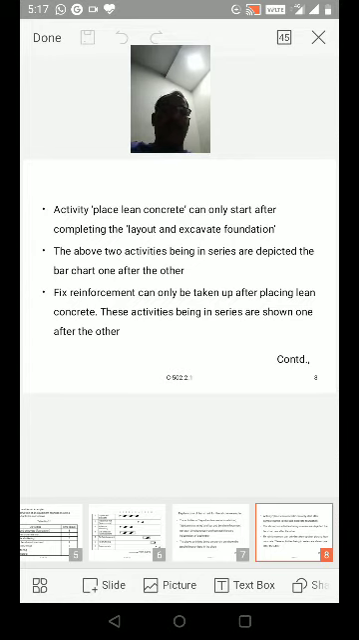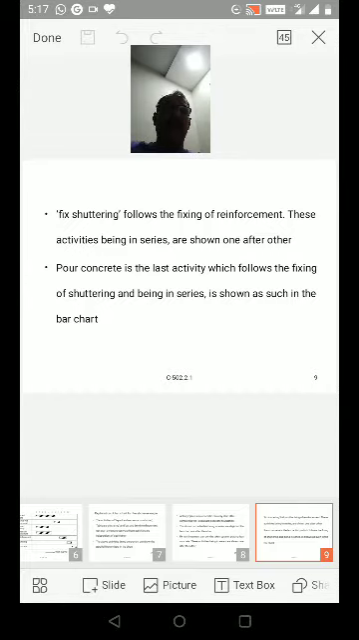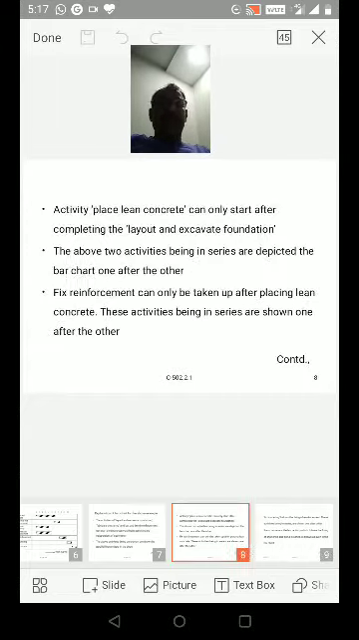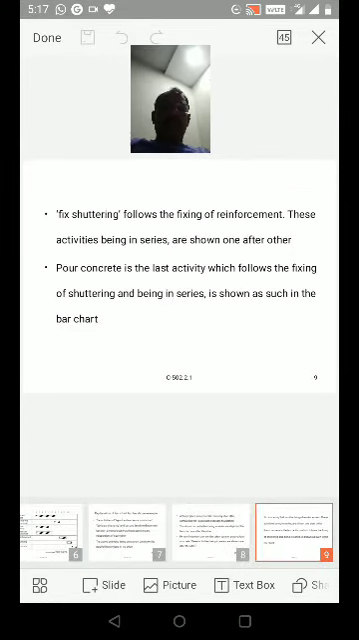Fixed reinforcement can only be taken up after placing lean concrete. These activities being in series are shown one after the other. Fixed shuttering follows the fixing of reinforcement. These activities being in series are shown one after another. Pour concrete is the last activity, which follows the fixing of shuttering, and being in series is shown as such in the bar chart.